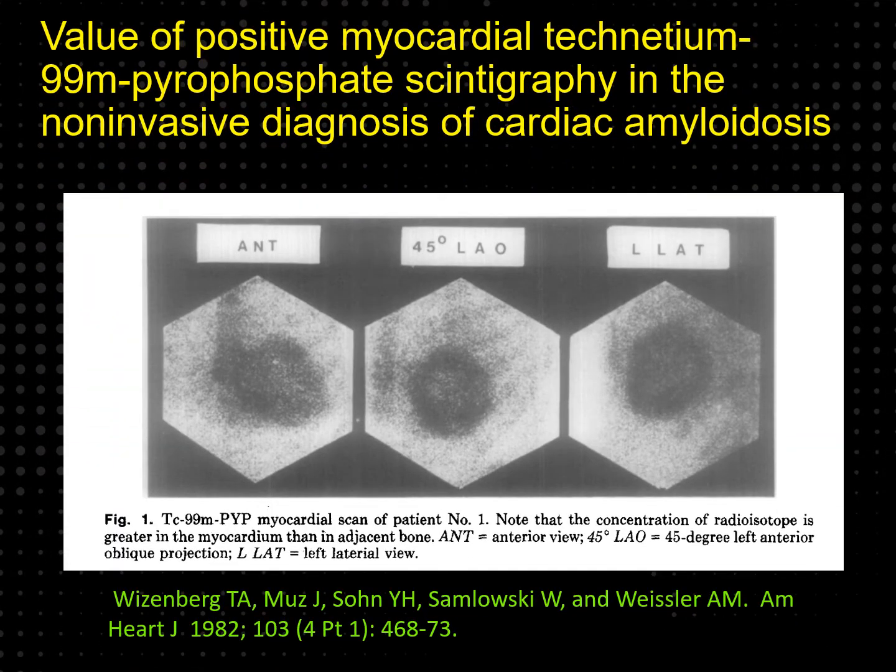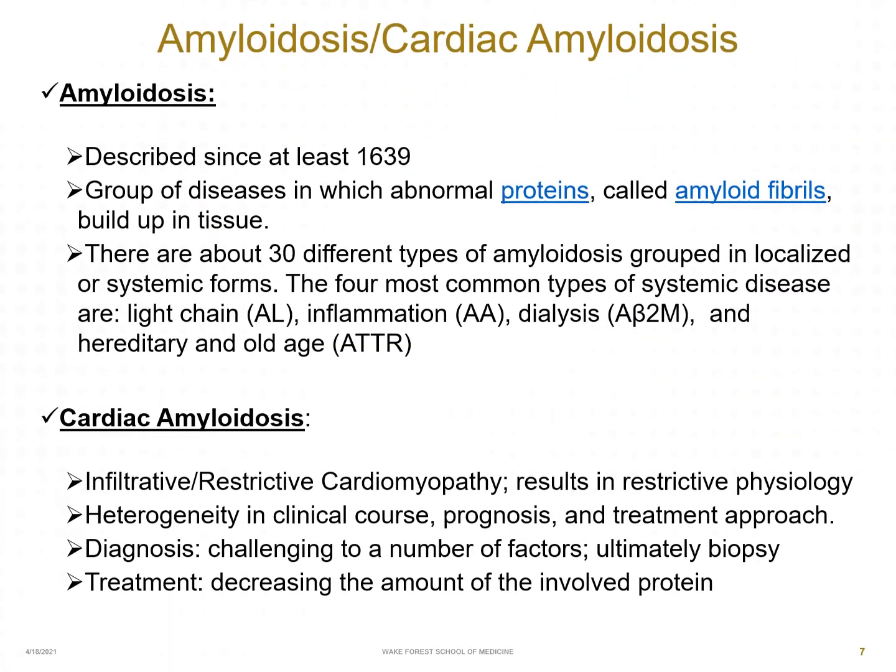In 1982 already, Weisenberg and colleagues first reported that technetium-99m pyrophosphate imaging may be positive in cardiac amyloidosis. And this figure is taken from their original paper. In their report, Weisenberg showed that in 10 patients with cardiac amyloidosis, there was significant pyrophosphate uptake at the level of the left ventricle. Clinicians have known about amyloidosis for several decades. In fact, amyloidosis was first described in 1639.